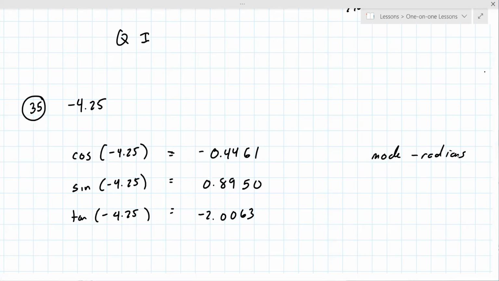So negative 0.4461, 0.8950, negative 2.0063. So x is negative, so we go to the left, and y is positive, so it's quadrant 2. Correct? You're going left and then up, so it's in quadrant 2. Awesome.